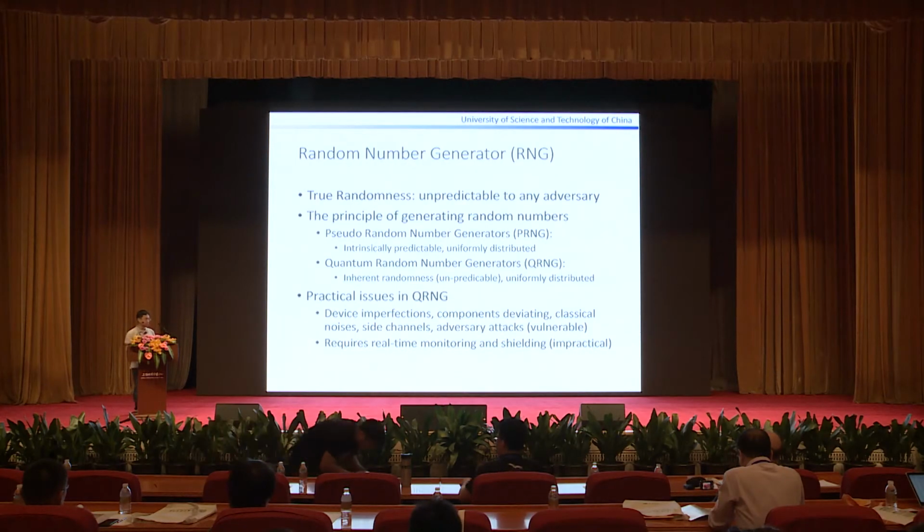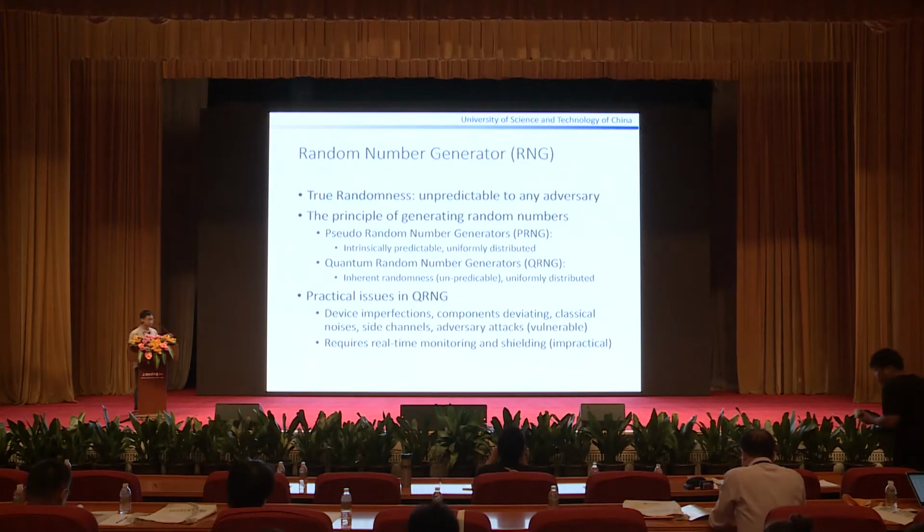So the quantum random number generator is a very good option, inherently random and unpredictable by an eavesdropper. However, the real device may have imperfections. The components in the device may deviate over time, so an eavesdropper may attack the real device to obtain the random number or even manipulate the random number that is generated. One method is to monitor the device in real time and do proper shielding to make sure the generator performs as well as we expected, but this is not that practical. Another method is to develop theory.